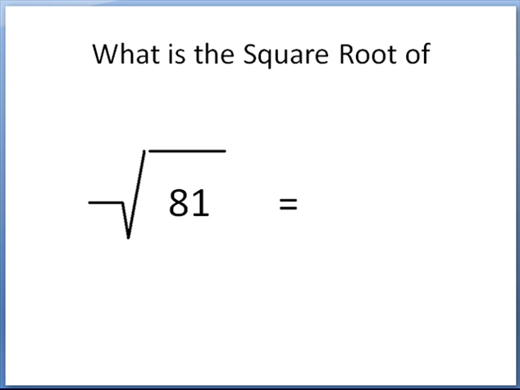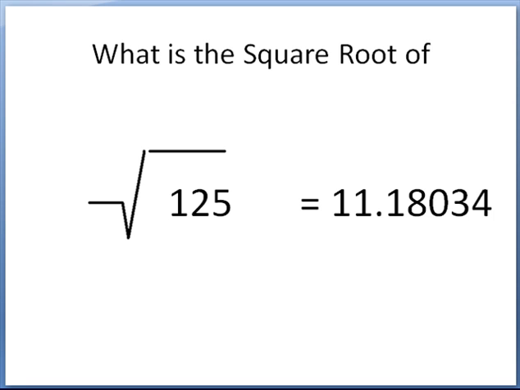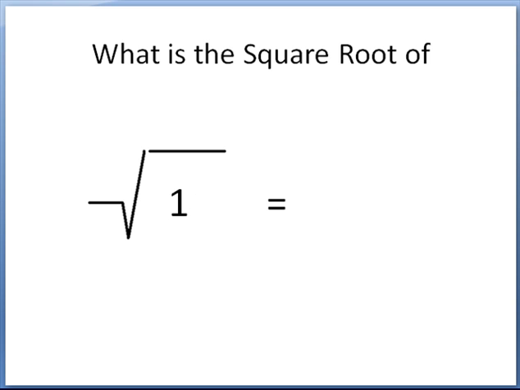What's the square root of 81? Well, that's 9. 9 times 9 is 81. What's the square root of 125? It'd be a little bit more than 11, because 11 squared is 121. It's 11.18034. What's the square root of 144? Well, that's 12, because 12 times 12 is 144. What's the square root of 1? It's 1. 1 times 1 is 1. What's the square root of 0? It is 0.